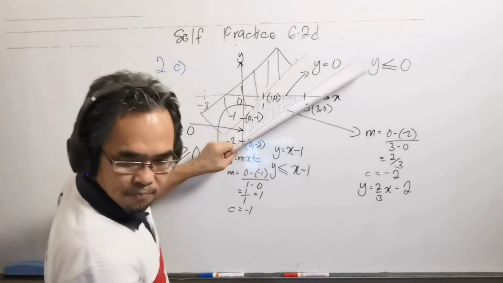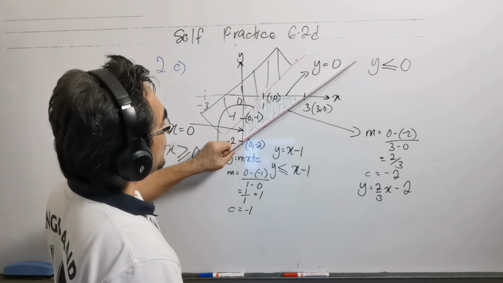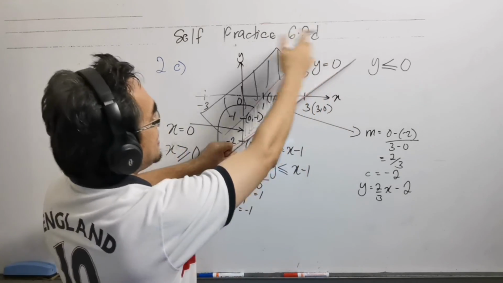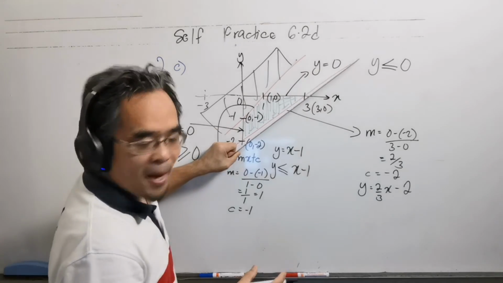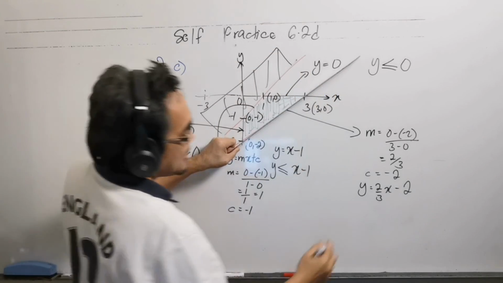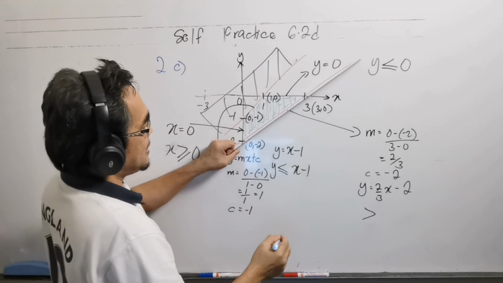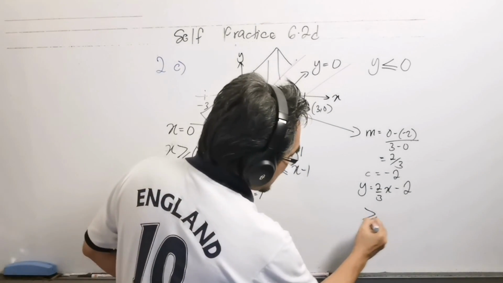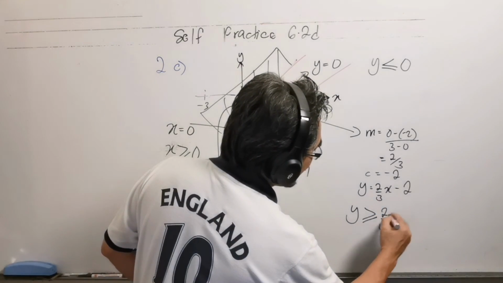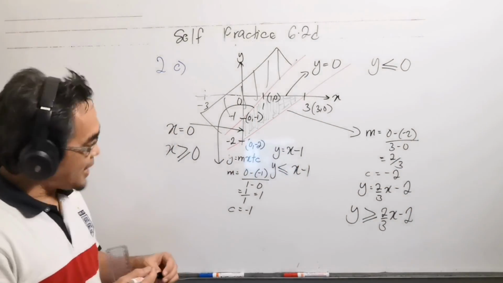For this one, the line is y equals 2 over 3x minus 2. This is the upper part and this is the lower part, and the shaded part is the upper part, which means higher. And since it is a straight line, it is equal to. So you have y larger than or equal to 2 over 3x minus 2. In case you have any problem with any of the questions, let me know.